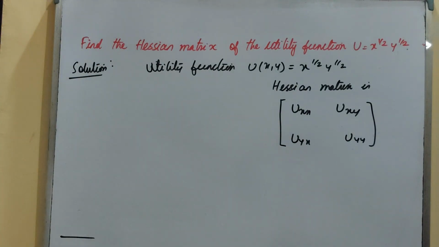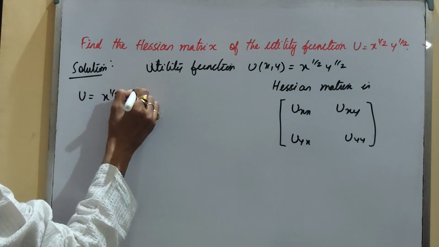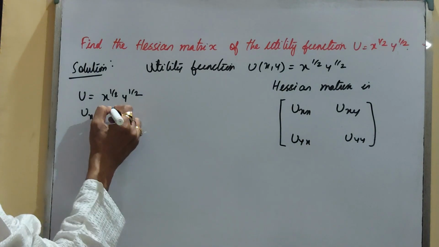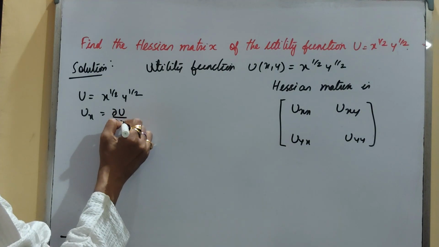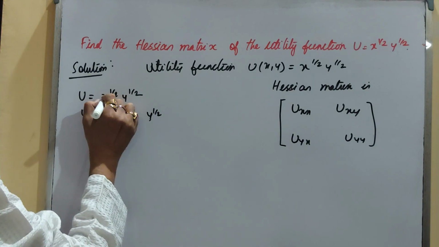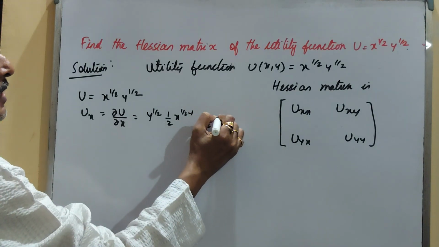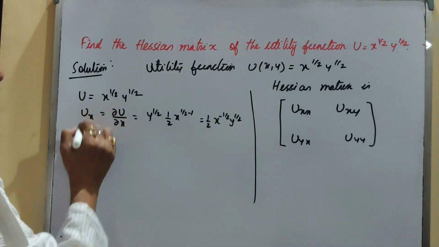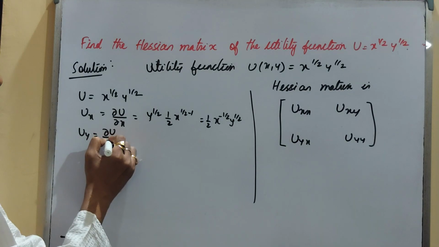Now what is u xx? u equals x to the power half y to the power half. Therefore, ux, that is the partial derivative of u with respect to x. That is, we are differentiating u with respect to x, keeping y constant. This is y to the power half, we keep y constant. Now we differentiate x to the power half as half, x to the power half minus 1. This is half, x to the power minus half, y to the power half. This is ux.